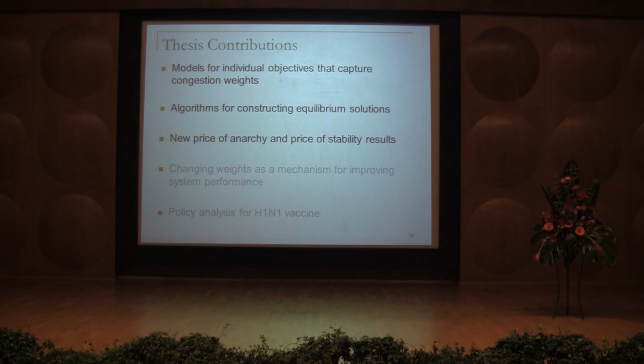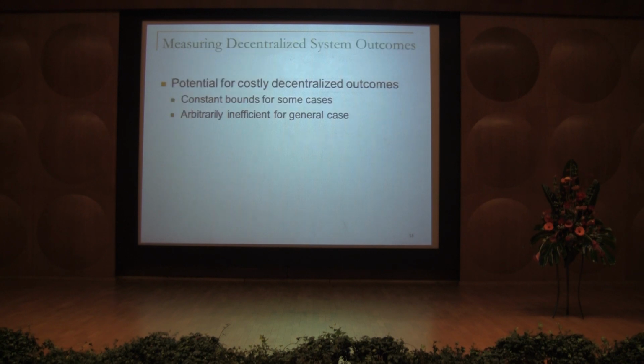From the literature, we actually know that equilibrium solutions always exist. We prove that models for individual objectives that capture congestion weights always have equilibrium solutions that can be constructed efficiently in a computational sense. And we also introduce new results on these bounds on the decentralized performance. So this is a summary of what we were able to do on the descriptive side of the system. And in particular, we show that it is potentially very costly to operate a decentralized system like this. We show that there are constant bounds for some cases of parameter values, but these systems are arbitrarily inefficient in the general case.